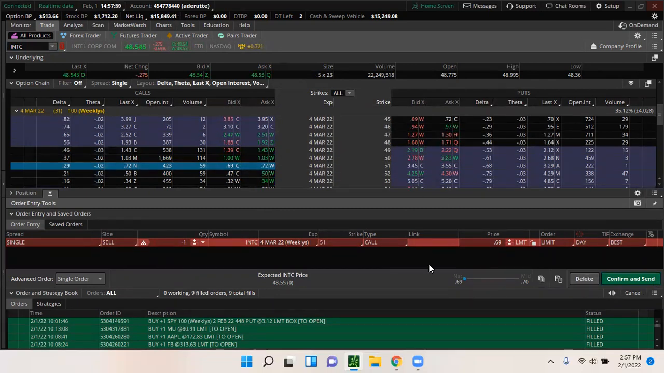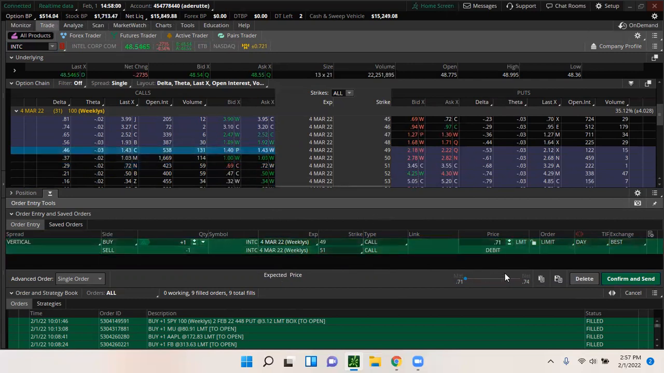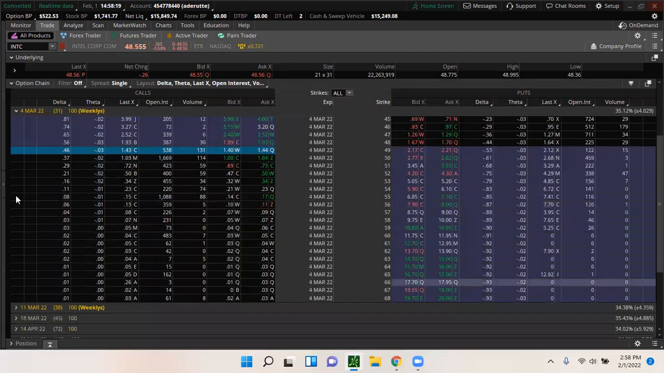And then something nice, if you feel like it will go up, you can buy a call, let's say here at 49. It's costing me $71, but it's offset by the price of my call. So that's the magic of spreads.